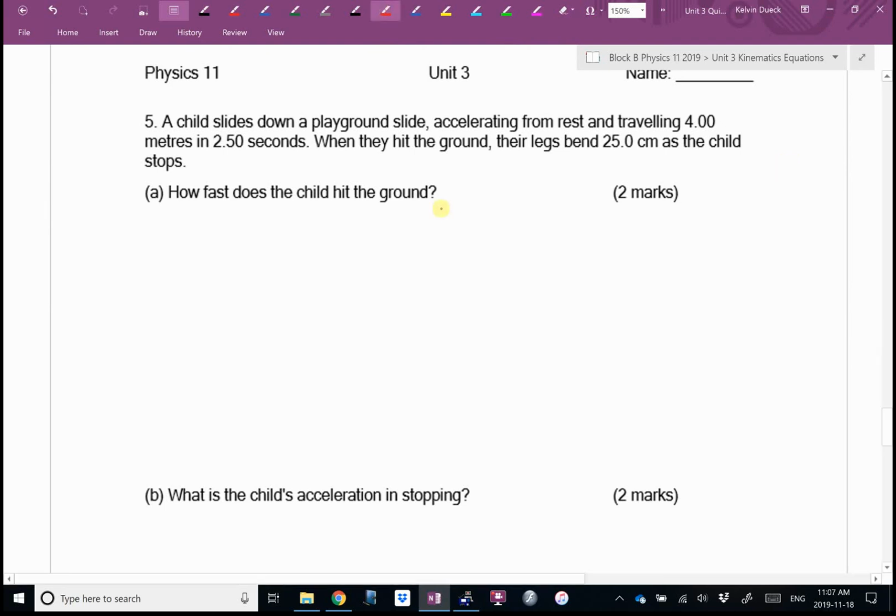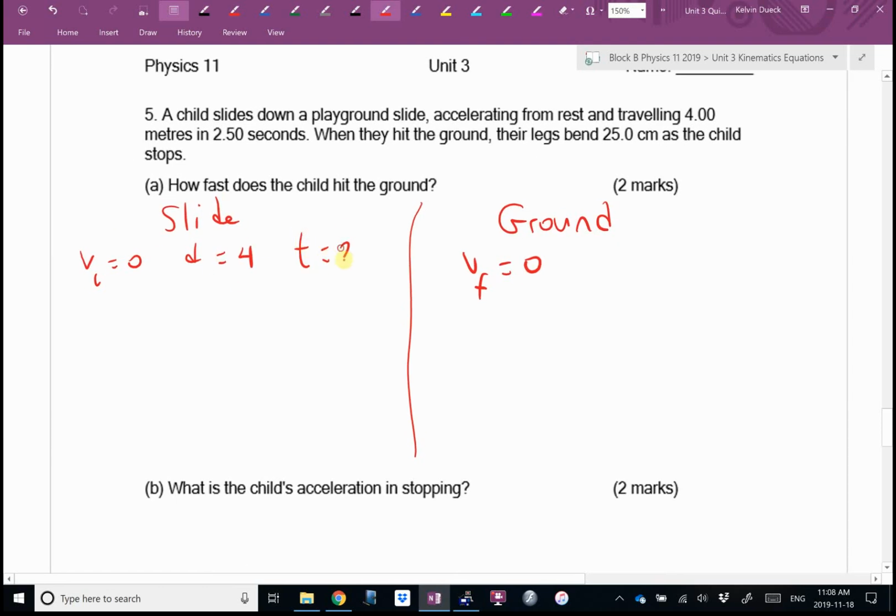Oh, the playground question. Cool. Oh, I remember this. We broke this up into, on the slide, and on the ground. I remember this. And so VI is 0 on the slide. Oh, VF is 0 on the ground because it says stops. Looks like D equals 4. T equals, this is all on the slide. Here's a D of 0.25, 25 centimeters, but I converted it to meters. It wants me to find how fast the child hits the ground. Okay. Oh, that's going to be VF right here.